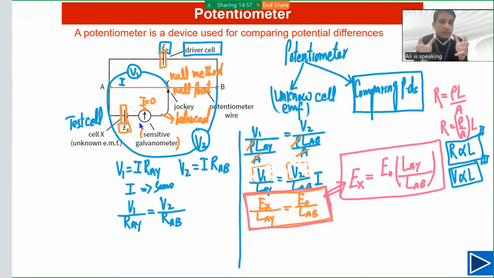So you can take some notes and then we start working on past paper questions. We will use these concepts, which means we will apply them, and we will try to understand the potentiometer by solving problems. You have a few seconds and then we will go to the next one.